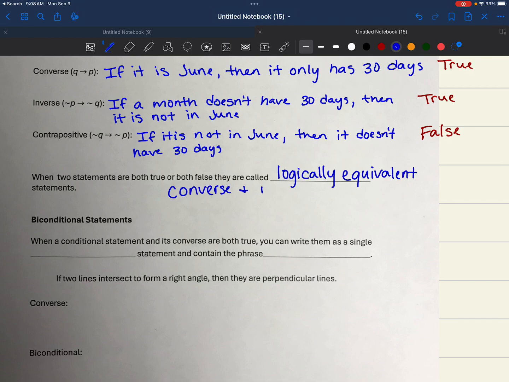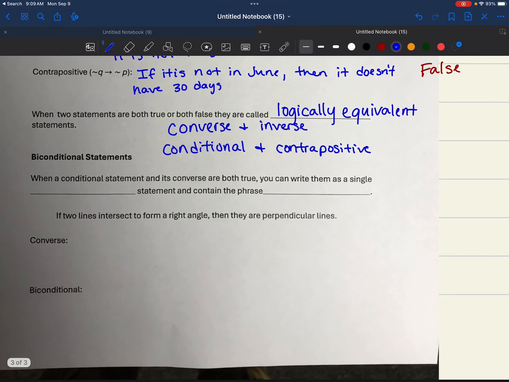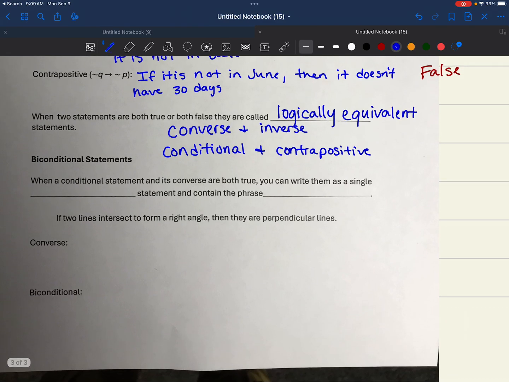Okay, now here's how that's going to work. Your converse and inverse, and then your conditional and contrapositive. Every time? Well, if they're logically equivalent, then yes, it'll be converse and inverse the same, conditional and contrapositive the same. Okay?